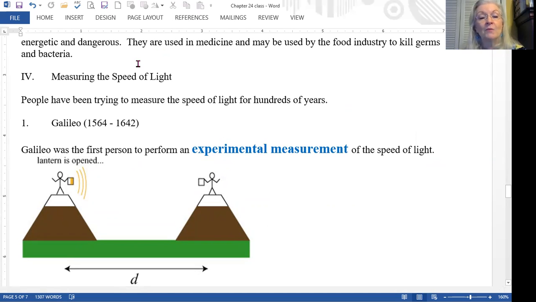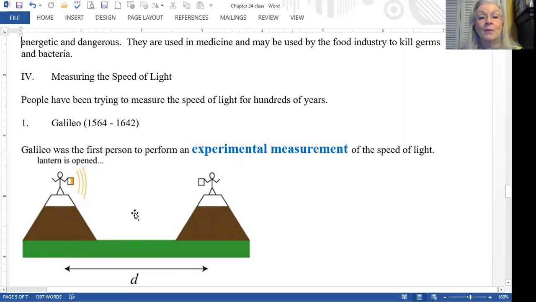Galileo is famous for being the first person to design an experiment to physically measure the speed of light. His little experiment had two people separated by about a couple of miles, and they had lanterns with shutters. One person would stand on one mountaintop, one on the other, and the idea was that one person would remove the shutter, and so the beam of light would go out. When the second person saw it, he was supposed to remove his shutter, the beam would go back, and because they knew how far apart they were, they would measure this time interval and be able to calculate the speed of light.